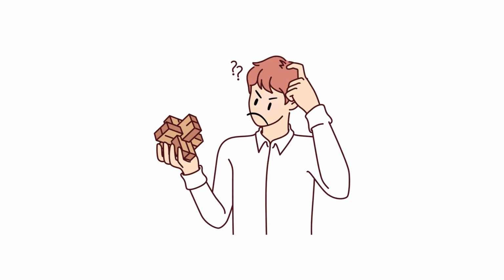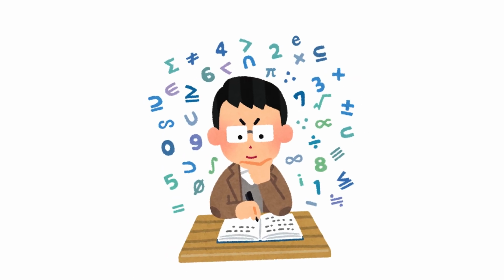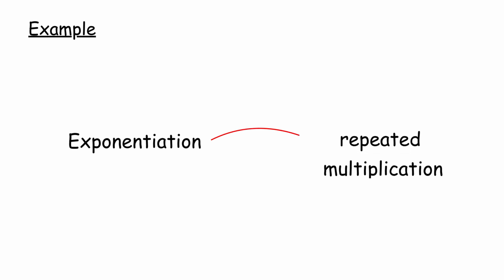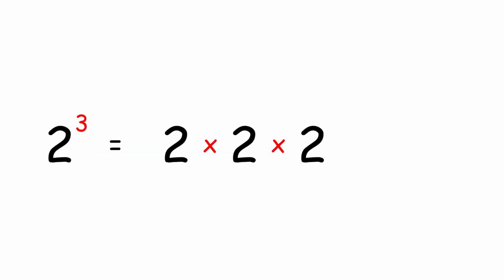Empty product. What is the product of no numbers? It sounds like a bad riddle, but it's a genuine mathematical question, and it's one that we often find ourselves needing to answer. As an example, we know that exponentiation is repeated multiplication. 2 cubed means multiply 3 copies of 2. So does 2 to the 0th power mean multiply 0 copies of 2?